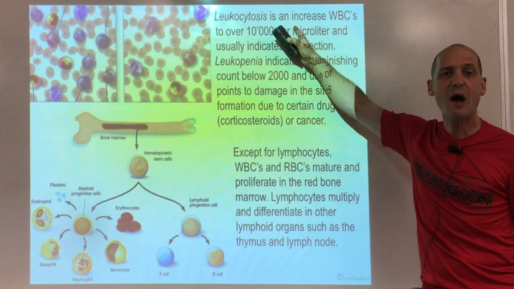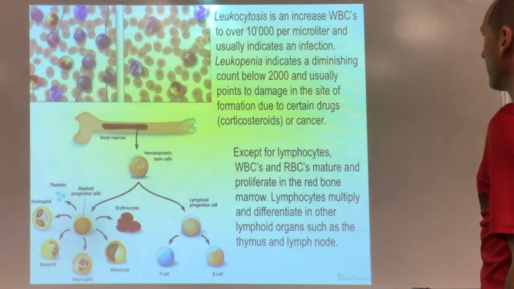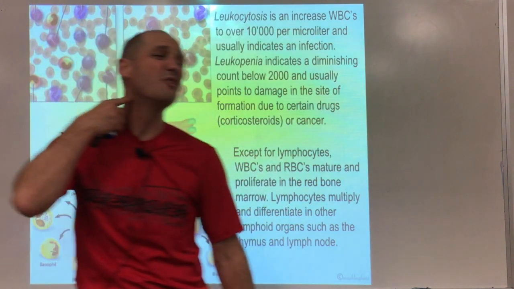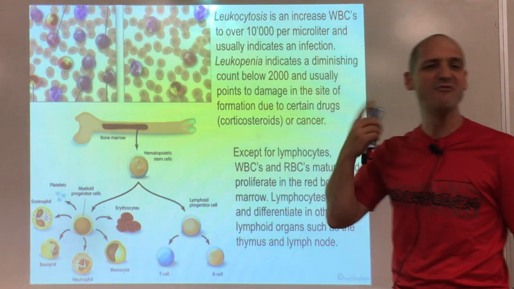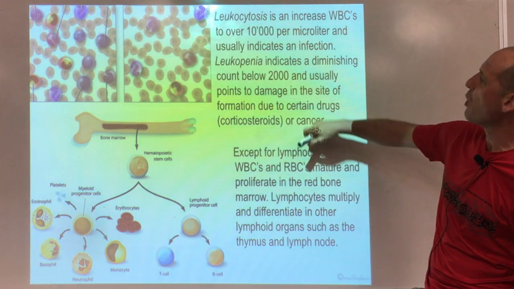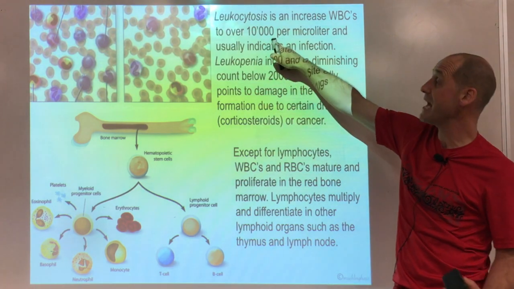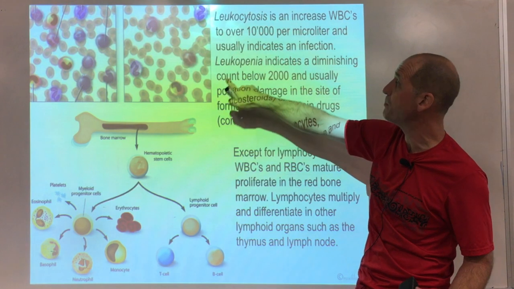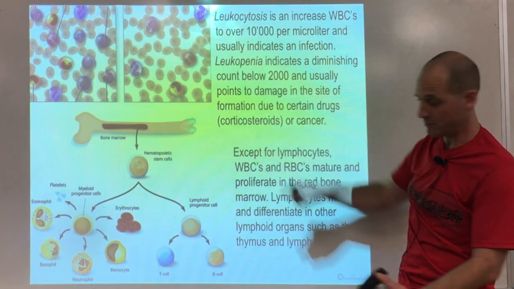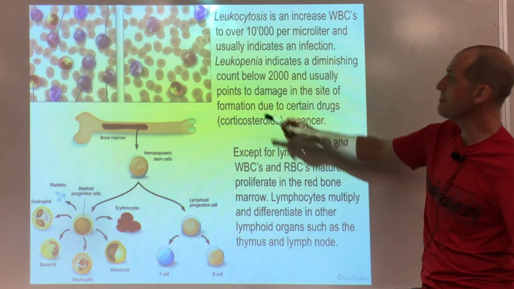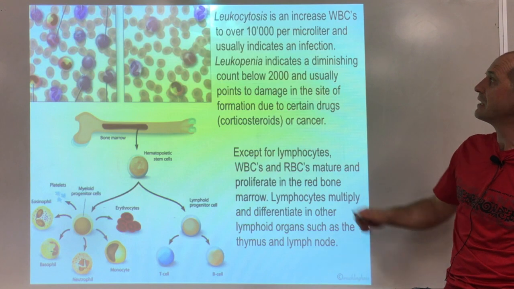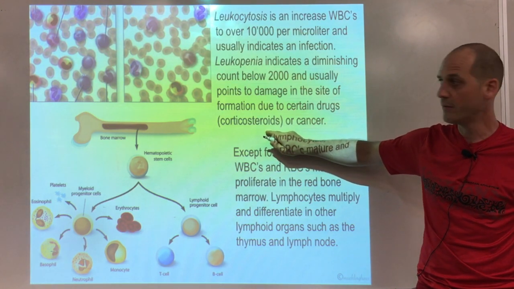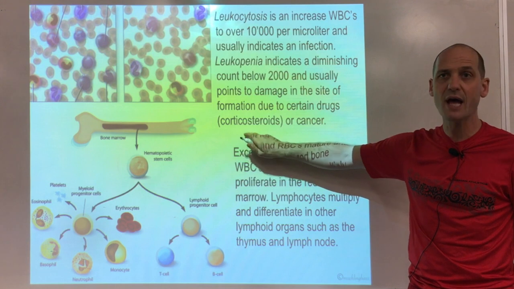When we have an increase in white blood cells, what would that mean? You're sick, right? If you feel your lymph nodes back here, that's an increase. When they're swollen, they're filled with white blood cells to help you. So when we have more than 10,000 per microliter, remember it was 4 to 8 or something, we're having an infection. That's leukocytosis. Leukopenia, the word penia means not enough. That's when we diminish below 2,000, and that usually means damage in the site of formation, which is due to certain drugs or cancer. That would be leukemia. But corticosteroids can do that too.